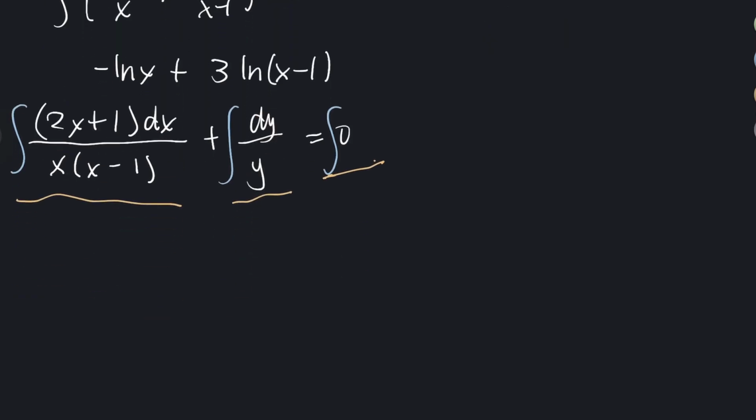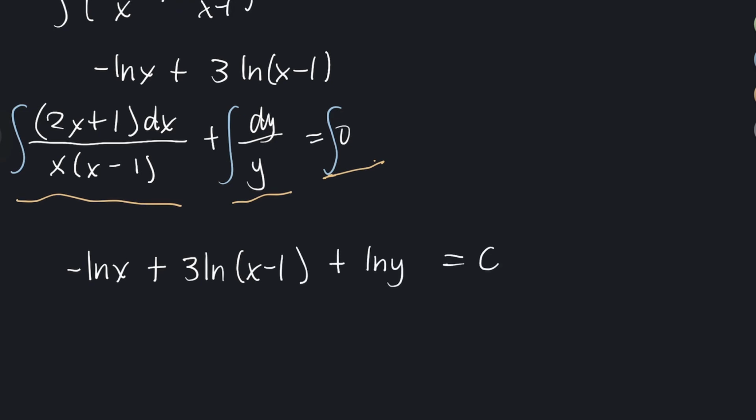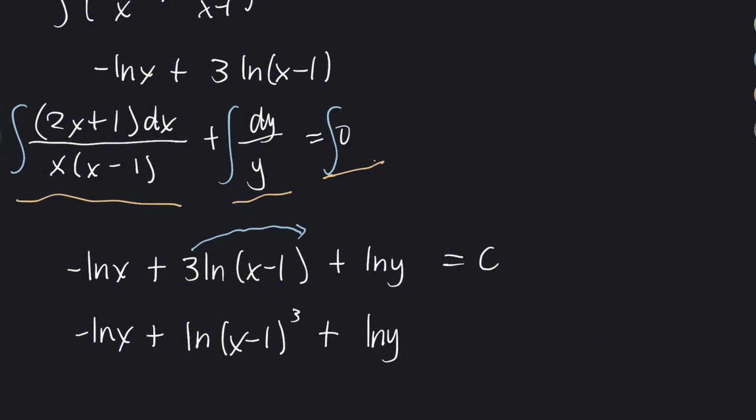The first term is negative ln x plus 3 ln (x minus 1). The integral of dy over y, that's ln y, is equal to c. Let's simplify it further by using the rules of logarithm. We can put the 3 here on the top as an exponent. So negative ln x plus ln of (x minus 1) raised to 3 plus ln y is equal to c.